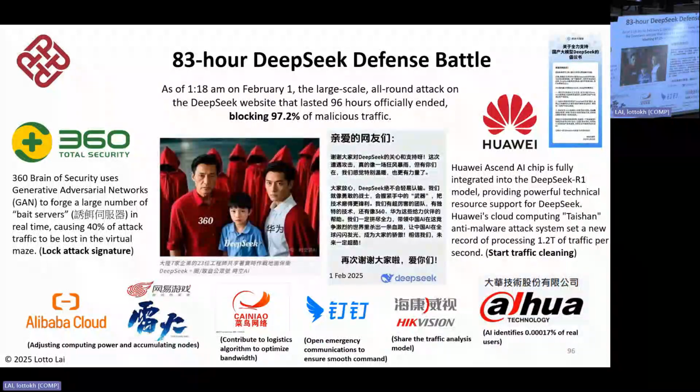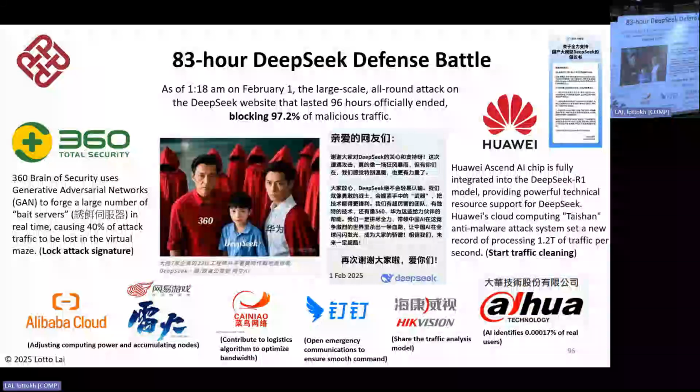DeepSeek is a startup, and Huawei and 360 antivirus helped protect them. So what did they do? 360 Security used advanced generative GAN-level technology to foster a large number of bot servers in real time, causing 40% of attack traffic to be lost in the virtual mix. It is a lot of attack traffic.